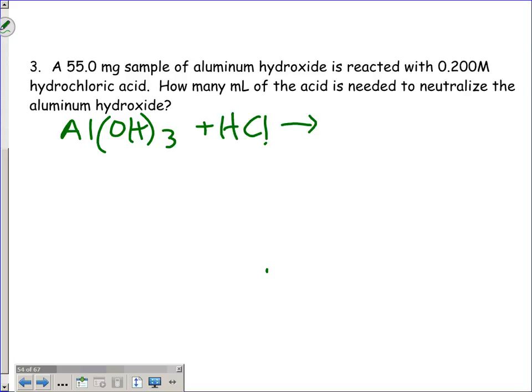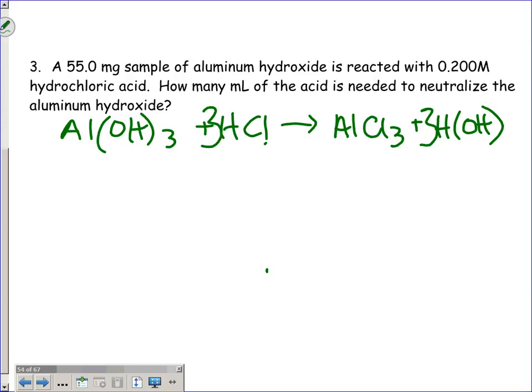Go ahead. And what are the products here? Nick, tell me one product. Yeah, I see it. Good, because you crisscross your charges. Very good. Kyle, tell me the other product. HOH, and then balance it, everybody. 3 in front of the water, 3 in front of water and HCl. Good. Okay, so we now see this is a 1 to 3 ratio, right?